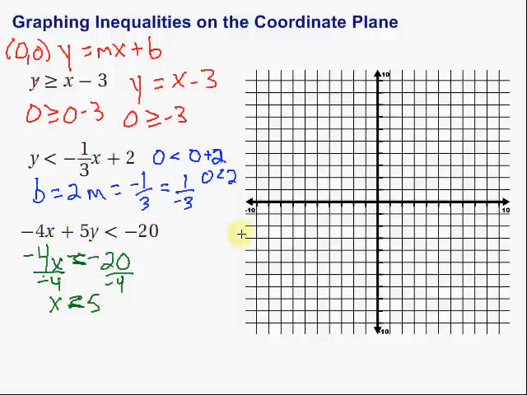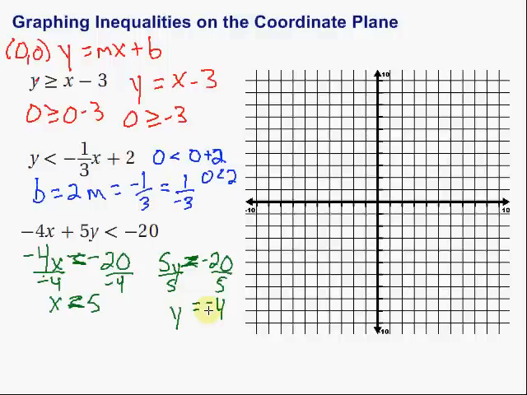Now we can go ahead and find the y-intercept. Okay, how do we do that? Put in 0 for x. So to find that y-intercept, I'm going to put 0 in for x. That means -4 times 0, which is just 0. So I have 5y is less than -20. Then I can just do equals. We just want the equation part. So I'm going to divide by 5, and I end up with y equals -4. Okay, so now I have my intercepts.